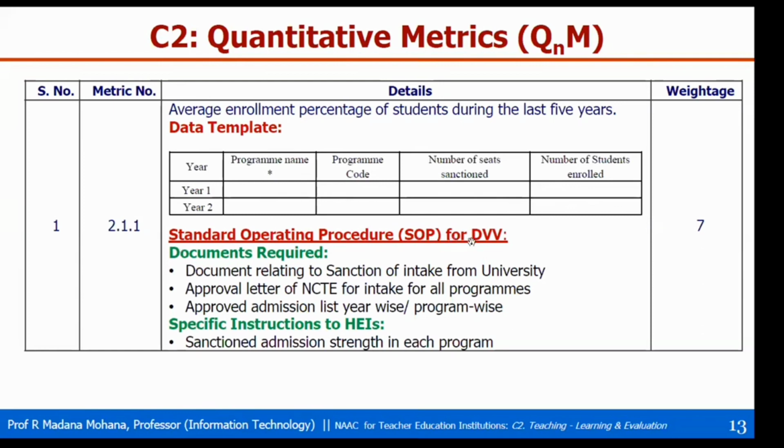Then as for the standard operating procedure for DVV, what are the documents required? Documents relating to sanction of intake from the university, like approval letters, affiliation letters from UGC, AICTE, the affiliating university, whatever the regulatory bodies. Then approval letter from NCTE for intake for all the programs. Then approved admission list year-wise, program-wise. So these documents you need to collect. Then there are some specific instructions to higher education institutions. Sanction admission strength in each program: UG 1, 2, 3, 4, then PG 1, 2, 3, 4, like program-wise sanctioned admission strength you need to provide.